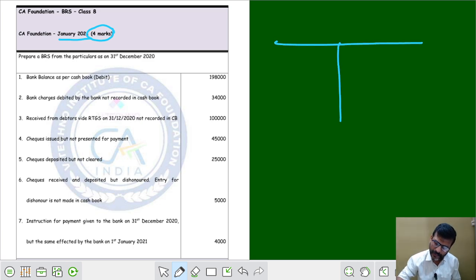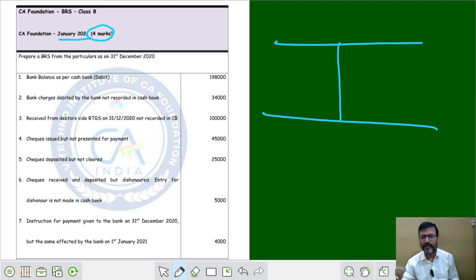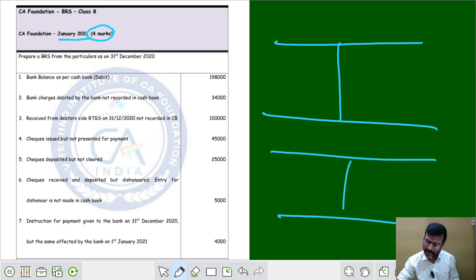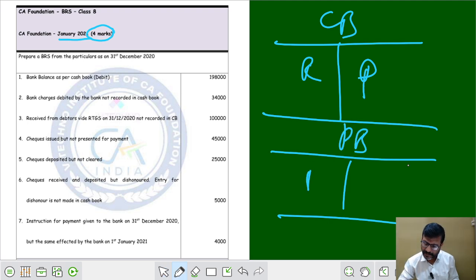Whether the problem belongs to 4 marks, 10 marks, whatever it may be, please remember that in cash book we have receipt on the debit side and payment on the credit side. In passbook, the debit side has payment and the credit side has receipt. Prepare BRS from the following particulars as on 31st December 2020.